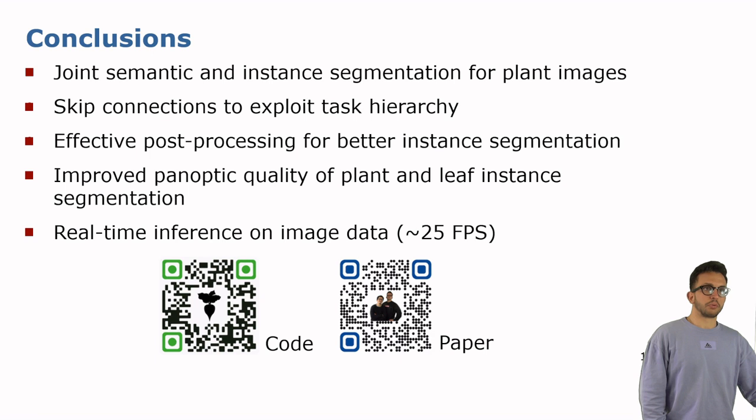To conclude, we propose an approach for joint semantic and instance segmentation on plant images. We introduce a novel skip connection scheme that exploits task hierarchy and an effective post-processing operation for instance segmentation. Also, our model allows real-time inference at 25 frames per second.